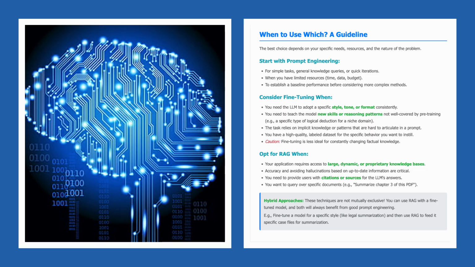Then, you should opt for RAG when your application requires access to large, dynamic, or proprietary knowledge bases. If accuracy and avoiding hallucinations based on up-to-date information are critical, RAG is often the best solution. It's also the way to go if you need to provide users with citations or sources for the LLM's answers, or if you want to query over specific documents, like asking the LLM to summarize Chapter 3 of this PDF. And very importantly, remember that these techniques are not mutually exclusive. Hybrid approaches are often the most powerful. You can absolutely use RAG with a fine-tuned model, and both will always benefit from good prompt engineering.